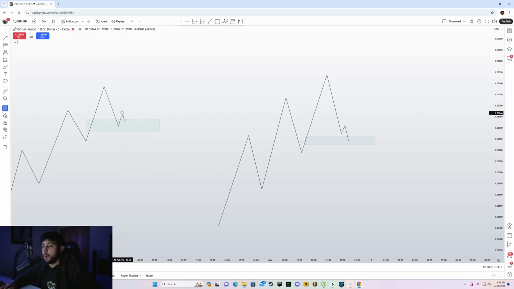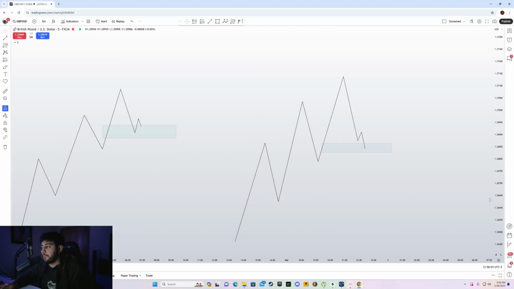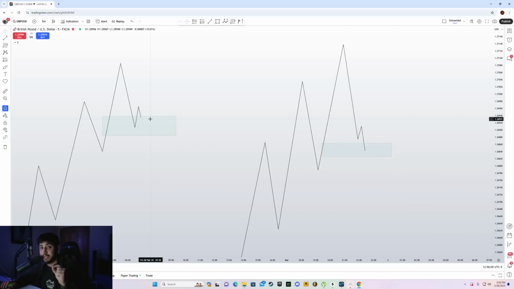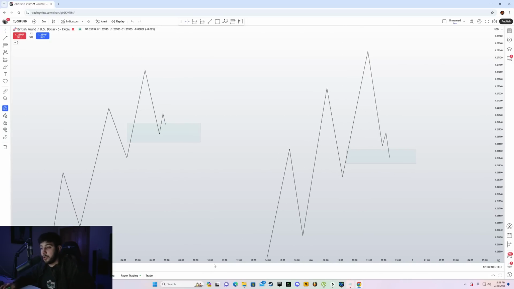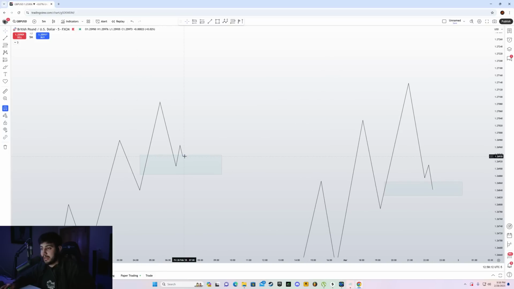All right, so what you have to do is look for, when you have a successful SMT, where you have a lower low here but you don't have a lower low here, you have to look for a liquidity sweep. So look for this move down from here, right? See if it swept some form of liquidity.